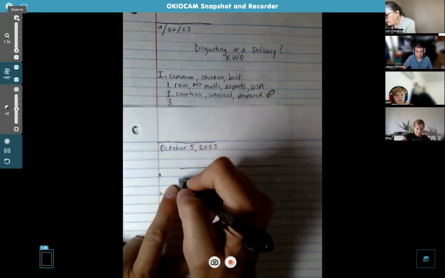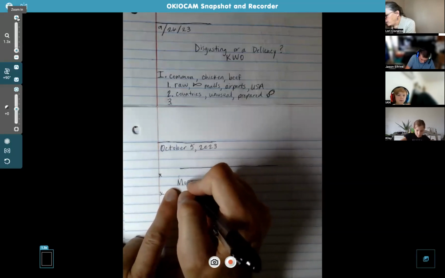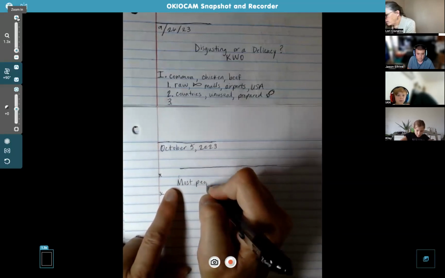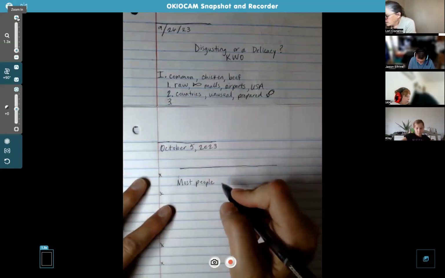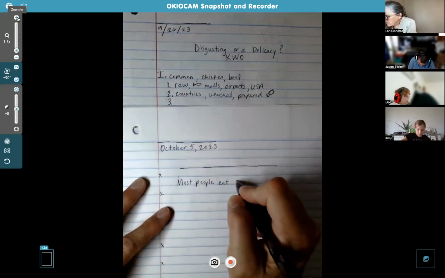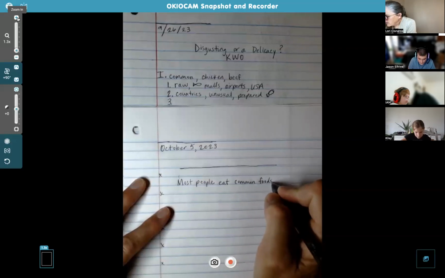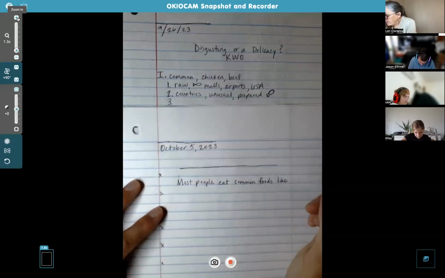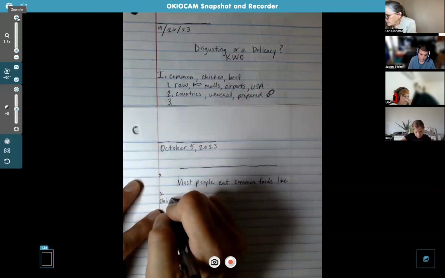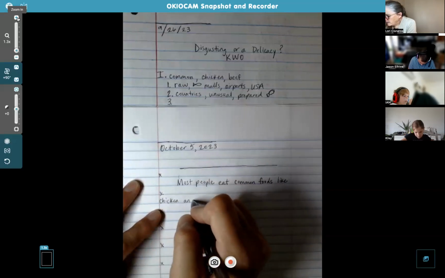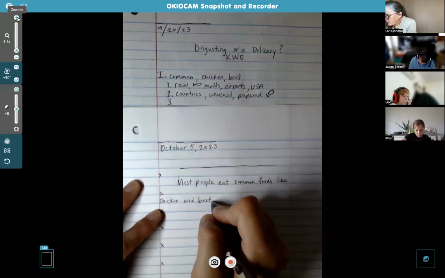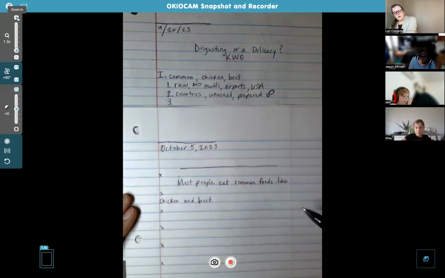So move over a little bit and start about here and put most people eat common foods like chicken and beef. Just a quick reminder, you guys probably already know this, but this light line down on the side here, that's your margin.